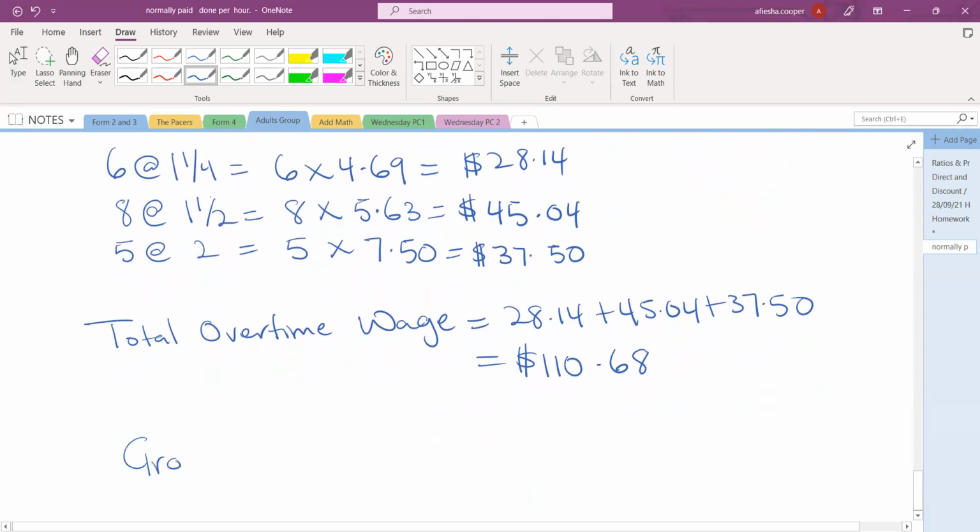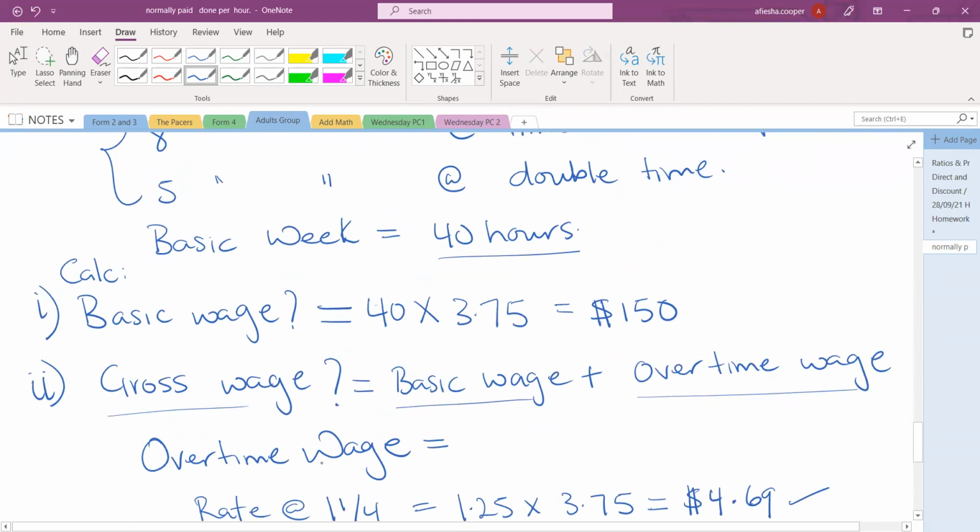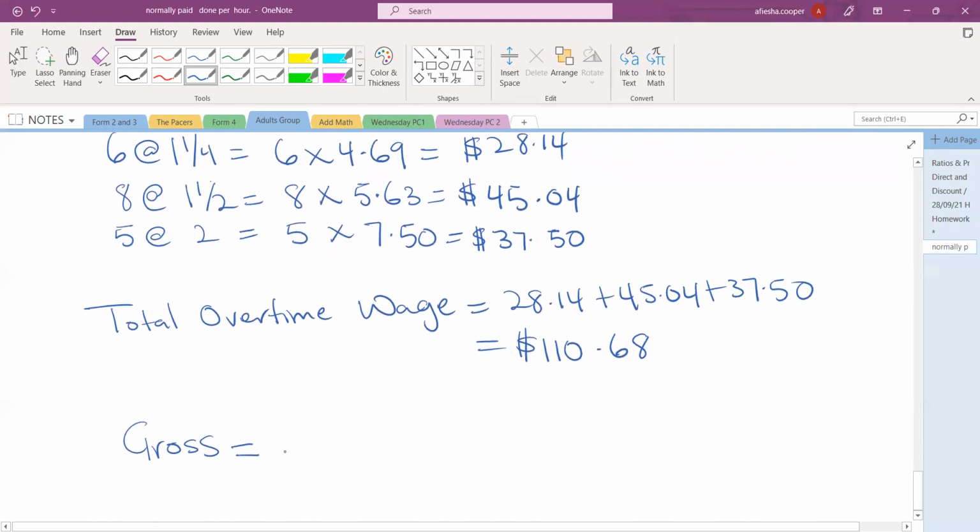So we have her total overtime wage and we have her basic wage. So her gross wage, how much she got paid at the end of her week, would be the 150, I believe, 150 for her regular hours. And she got almost close to her regular hours in the overtime. So that will be $260.68 as her gross wage. Any questions?